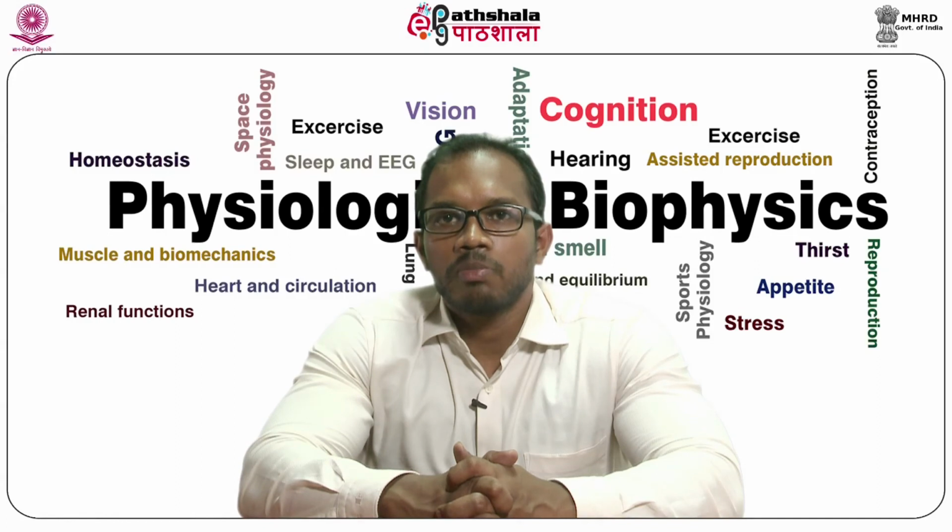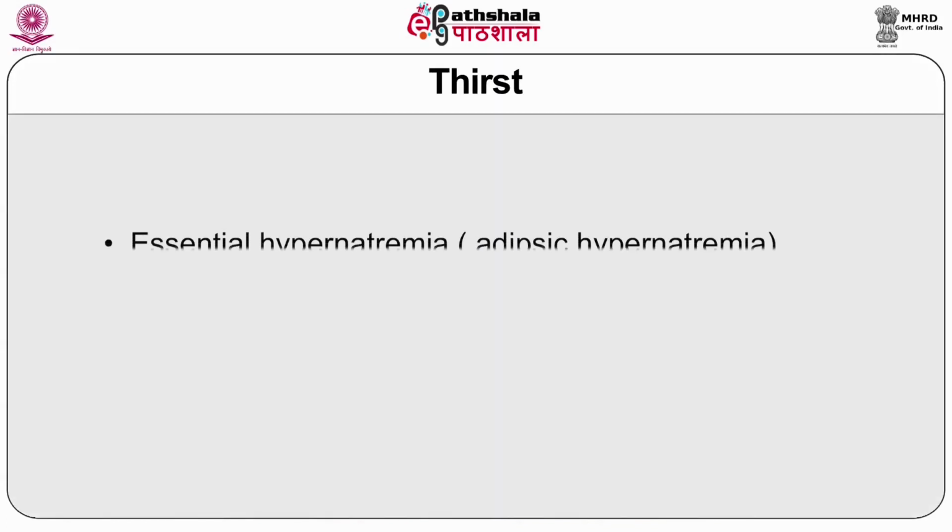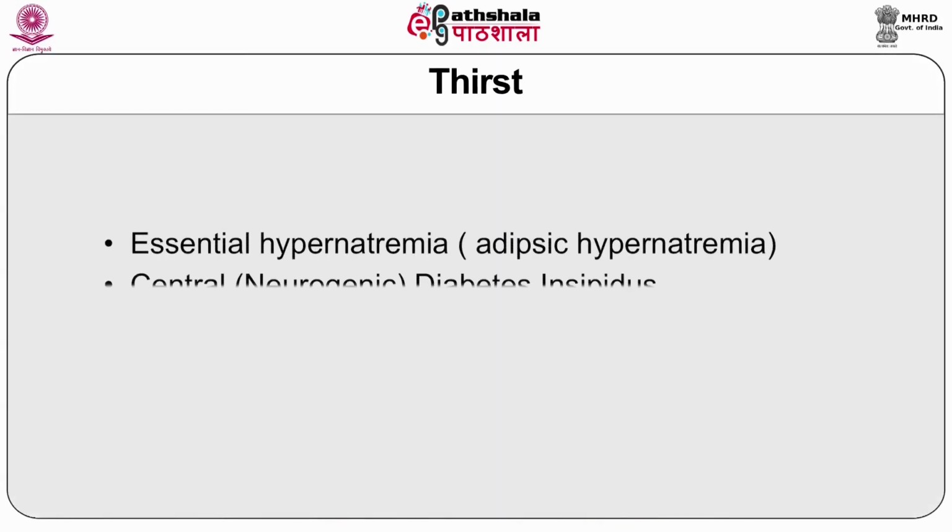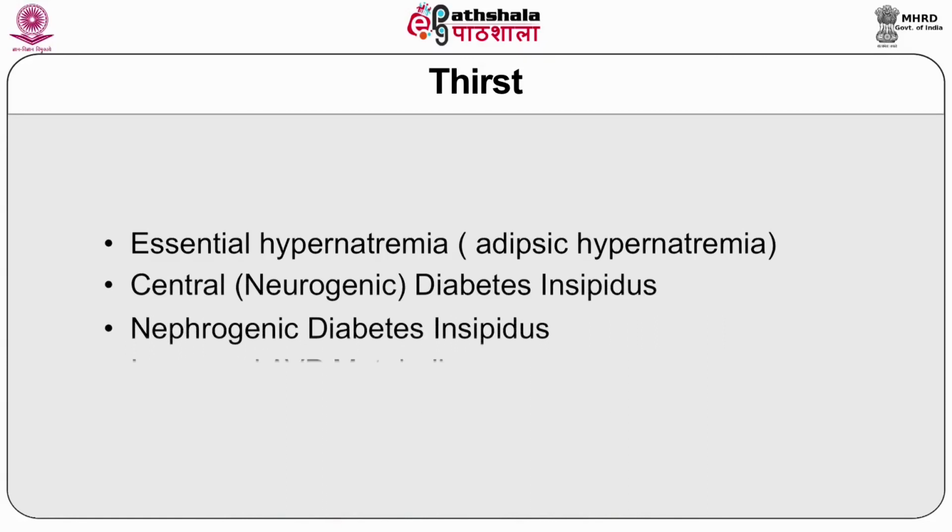Then coming to the applied aspect: essential hypernatremia, the second is central neurogenic diabetes insipidus, nephrogenic diabetes insipidus, and increase in the ADH metabolism.